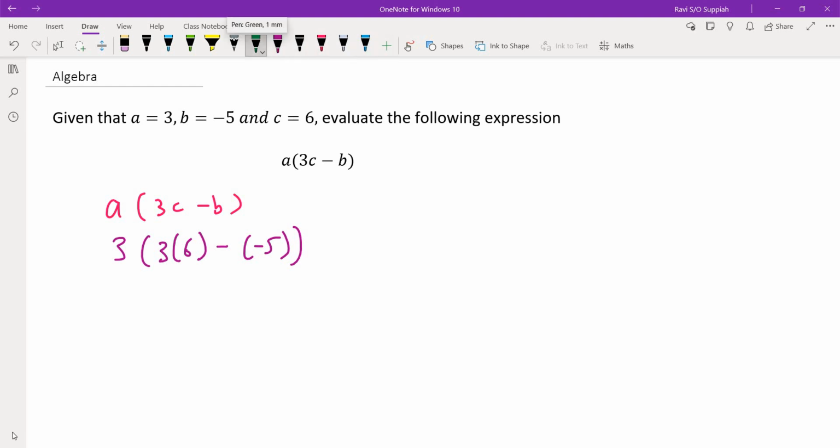Alright, so let's do this step by step. So we always need to work from inside out. So we work with the innermost expression first, and then we work out. Alright, so here we have 3 into 6, which will be 18.